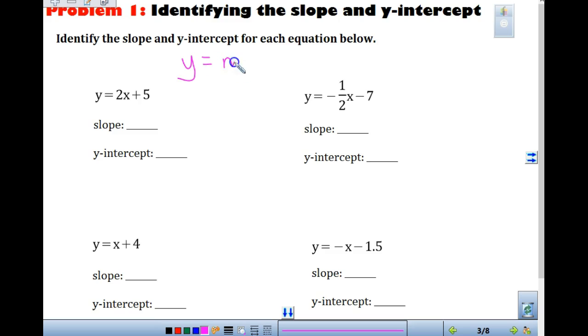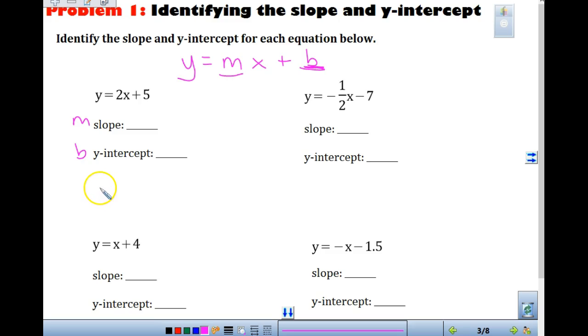Y equals mx plus b. I want you to notice it's always a plus. Okay? Always, always, always a plus. So, m is our movement, m is the slope, b is the y-intercept.